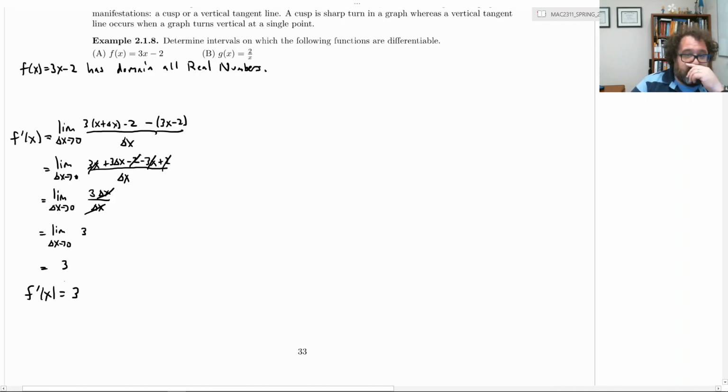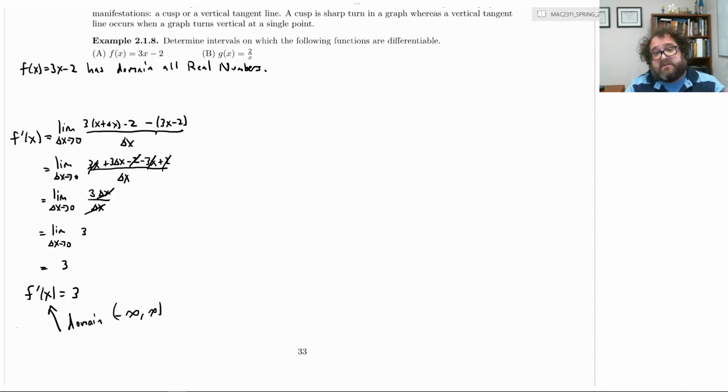It's a constant function. What's the domain of a constant function? Well, the domain, again, is all real numbers. Okay, so if the domain of the original function is all real numbers, the domain of the derivative is all real numbers, that means the function is differentiable for all real numbers because the intersection of all real numbers and all real numbers is all real numbers. If you have the intersection of two sets that are equal, you just have that same set all over again.